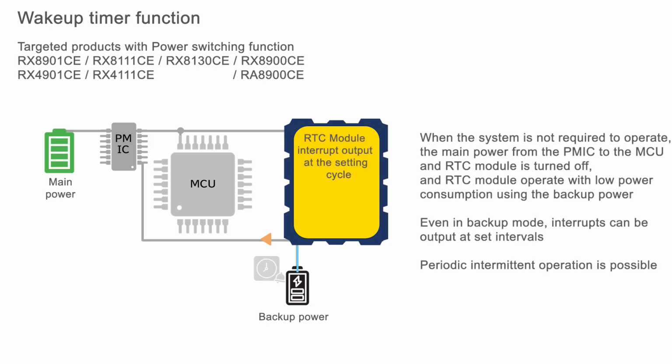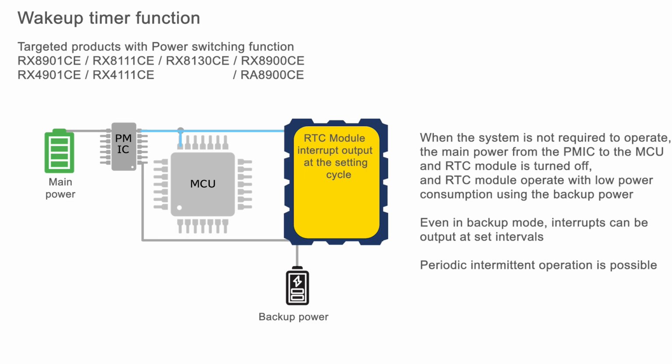The RTC module can output interrupts to the PMIC at a set cycle, even in backup mode when it is operating on backup power. For example, in a system that requires periodic operation, when the system operation is not required, the main power from the PMIC is turned off, the MCU is also turned off, and the RTC module operates on backup power with low current consumption. When the system operation is required, the interrupt output from the RTC module triggers the main power from the PMIC to be turned on at the set cycle, and both the MCU and RTC module operate in normal mode.